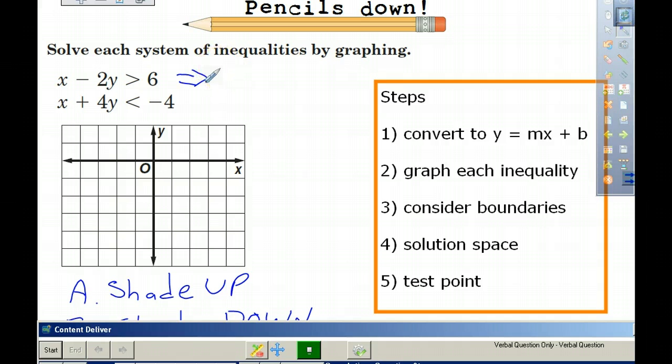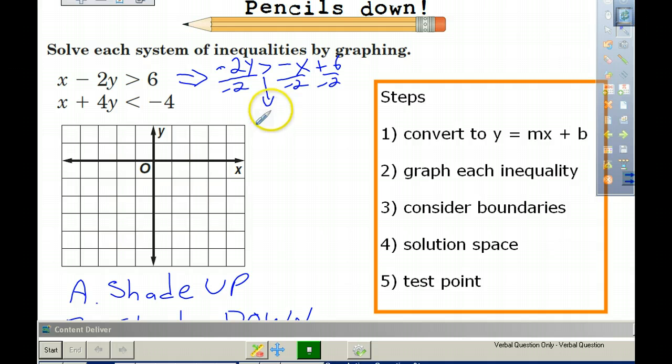Subtract x on both sides. You have negative 2y equals negative x plus 6. And then what? Divide by negative 2. And then reverse the sign because you divided by a negative.